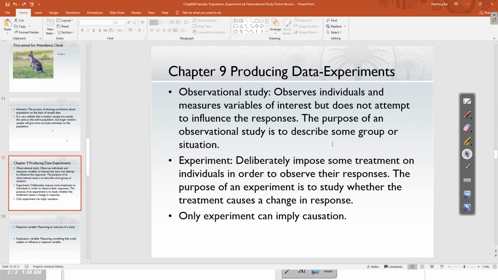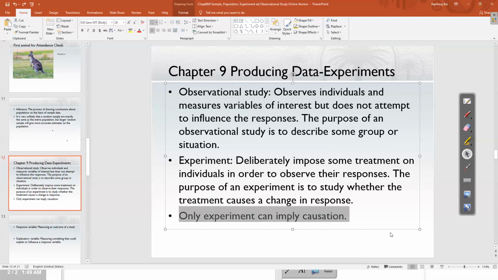So the idea is they don't put any influence on the individual in the study. On the other hand, an experiment will deliberately impose some treatment on the individuals. So they're going to ask the individuals to do something different from the regular daily life, right? So that would be an experiment. And only an experiment can imply causation. This is very important. The big reason that we want to differentiate between observational study and experiment is because of this.